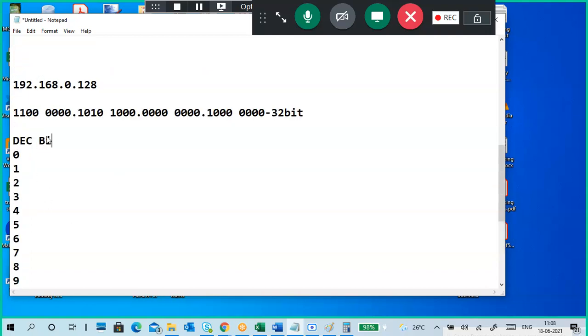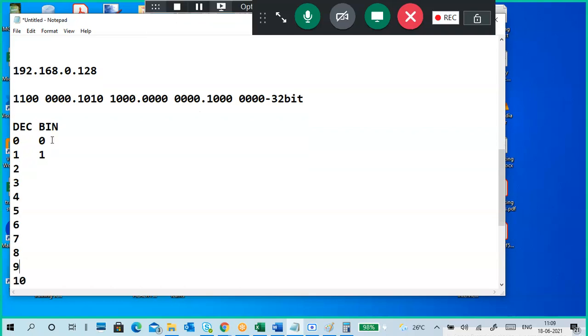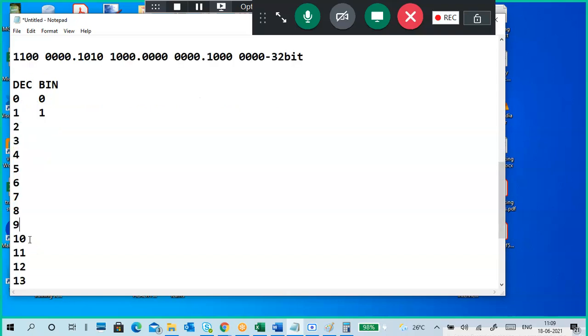If you go to binary, there are only two numbers, 0 and 1. Zero, one, that's it. No other numbers, no other variants, like 9 here. Up to 9 as a single digit, 0 to 9 only. 10 is not a single digit, it is two digits.